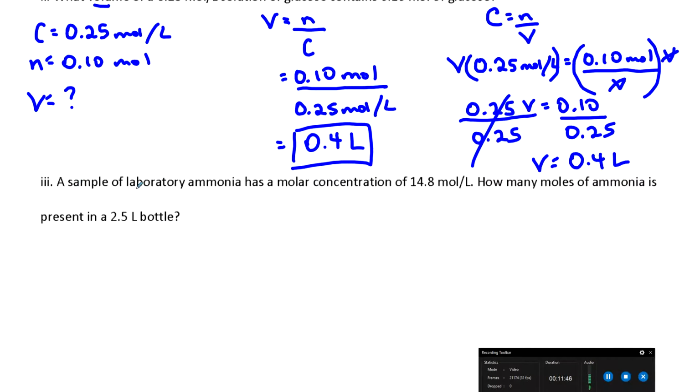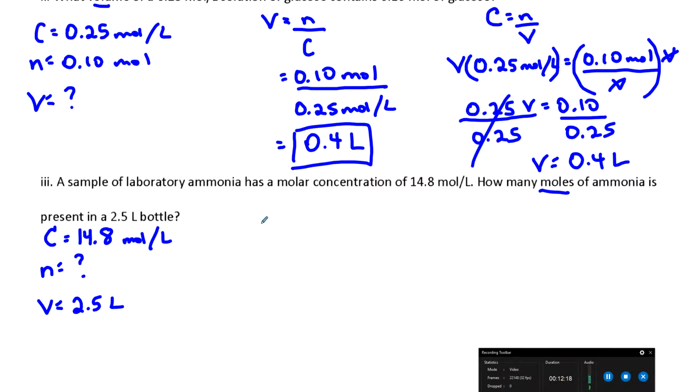A sample of laboratory ammonia has a molar concentration of 14.8 moles per liter. How many moles of ammonia is present in a 2.5 liter bottle? Again, if you like, you can identify the three variables. We know concentration is 14.8 moles per liter, and we know the volume is 2.5 liters, already in liters, so that's good. And it's wanting to know how many moles we have.